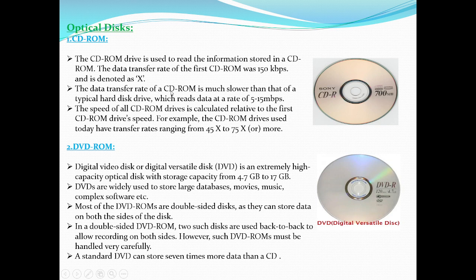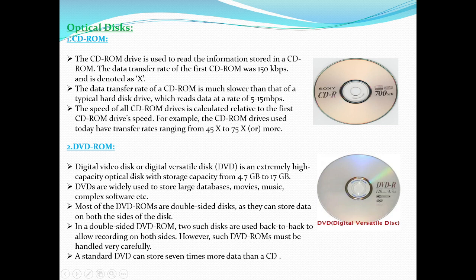And the data transfer rate of the CD-ROM is much slower than that of the hard disk drive, which reads the data at a rate of 5 to 15 megabits per second. The speed of all CD-ROM drives is calculated relative to the first CD-ROM drive's speed. So 45x or 75x or more, those are the data transfer rates of the CD-ROM. So you can see the picture.